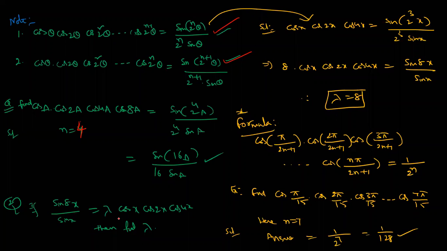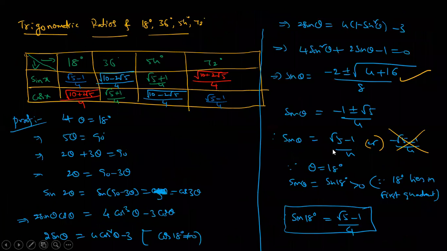Now find the lambda in this question. So apply the formula. How many terms are there? n is equal to 3. Fine. Please remember the formulas. Today we are discussing trigonometric ratios of 18 degrees, 36 degrees like that. So dear students, this is the proof.